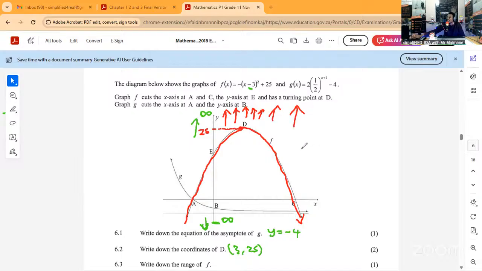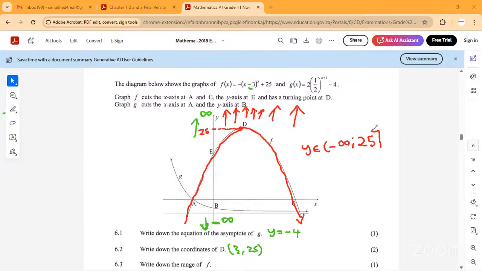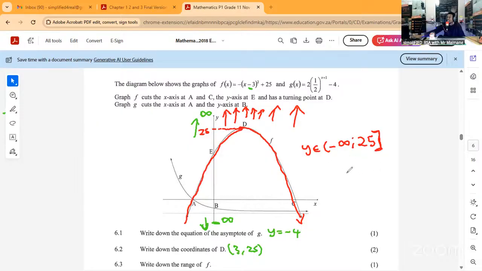So we say y is an element of negative infinity to 25. But then at 25, we put a solid bracket because we are including the 25 as part of the values. This would be the first notation of writing this.